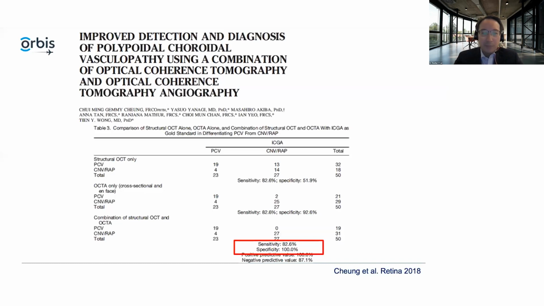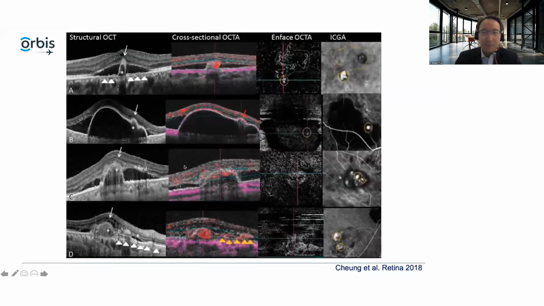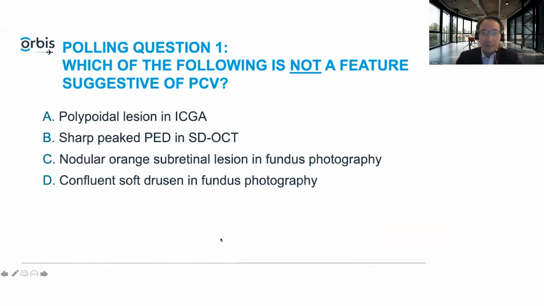More recently, people have also used OCT angiography to look at this, and you can use the combination of structural OCT and OCTA to diagnose PCV, and this also gives you a reasonable sensitivity and specificity. As you can see here, you detect the flow signal within the polypoidal lesion, and both the B scan OCTA as well as the en face OCTA can detect some of the polypoidal and branching vascular network lesions. Okay, let's go for the first polling question.